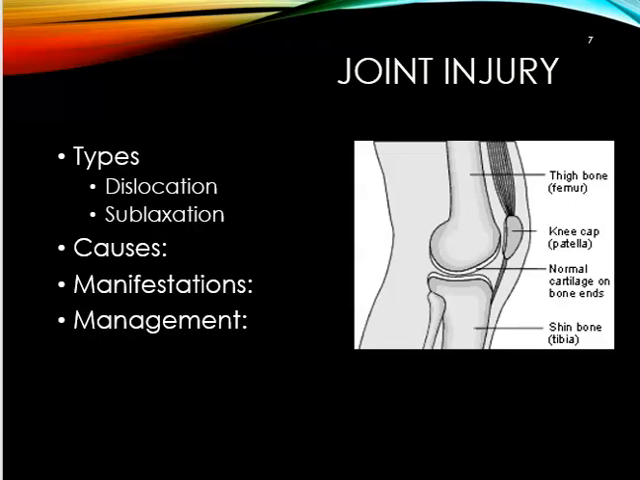So the causes of this are going to be mostly related to trauma. They can be congenital, such as the hip or the knee, or even pathological, like from disease, such as rheumatoid arthritis. Manifestations: pain, deformity, limited range of motion. They could be having some immobility or even numbness or tingling in the affected extremity.